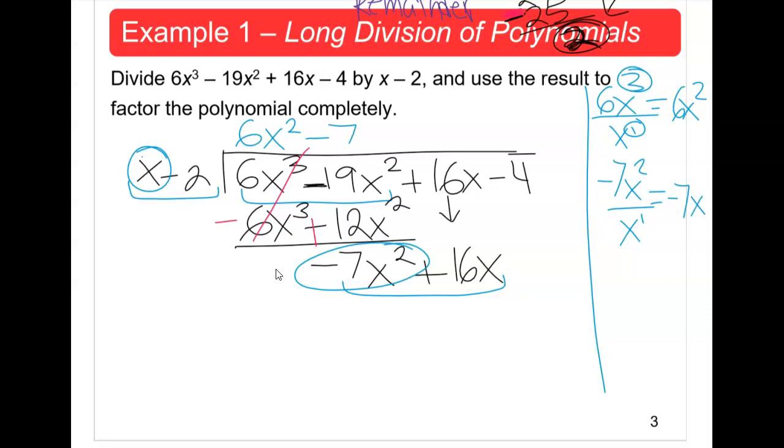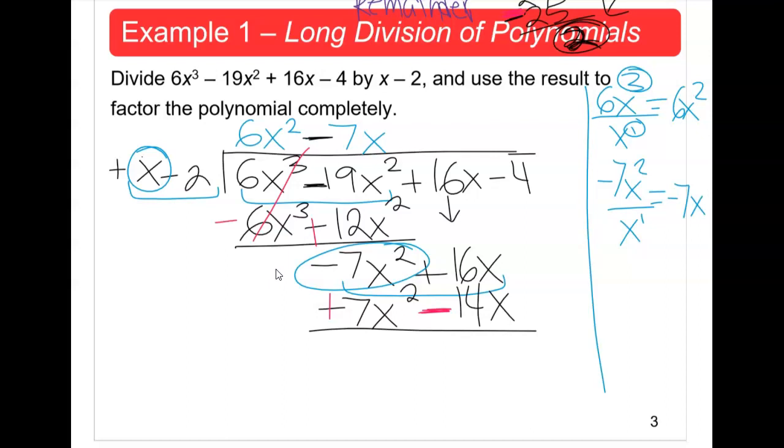So negative 7x. Now we're going to multiply negative 7x times x is positive 7x squared. Oh no, sorry, that's negative. Negative times positive, yeah. So it's negative 7x squared. Then negative 7x times negative 2 is going to be positive 14x. Now we need to subtract, which means we change the signs to their opposite. So this is positive, and the other one will change to negative. Remember, that's because we have to subtract.